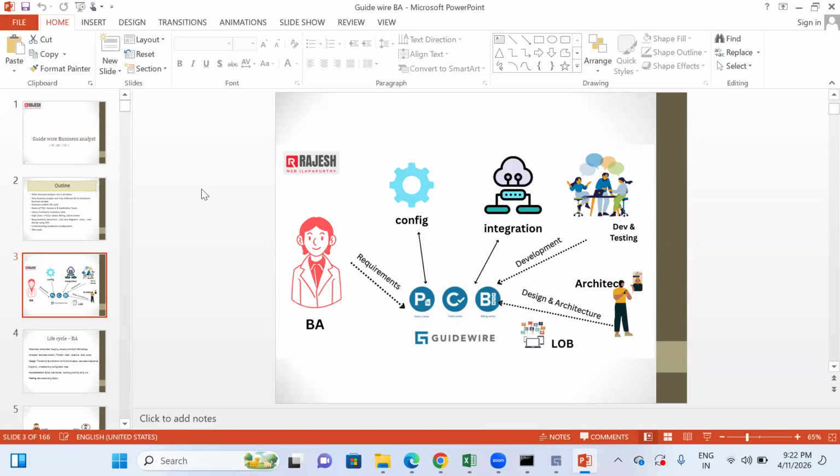Next, there is the billing process as well. It can be for new payments, renewals, or any commissions that we pay to a broker or an agent, which here we normally call a producer. So that is one more activity.